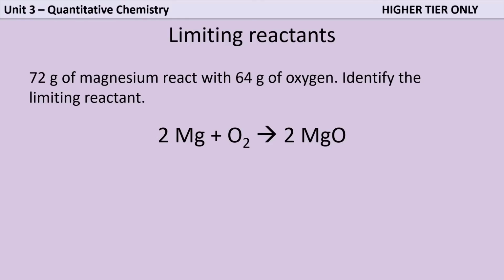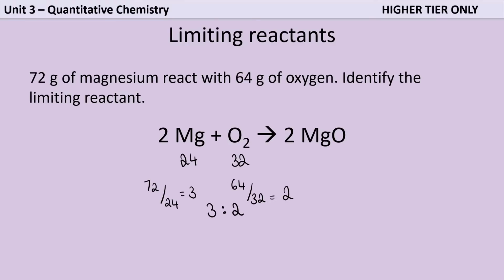So here's an example. 72 grams of magnesium reacts with 64 grams of oxygen. First up, write down the relative masses of those. So magnesium is 24, you read it off the periodic table. Oxygen, 2 lots of 16, 32. Next up, work out your moles of each one. So we had 72 grams, 72 divided by 24 is 3. Likewise, we get 2.